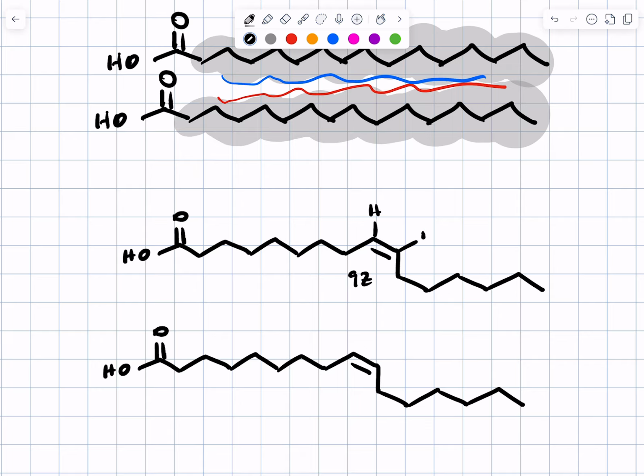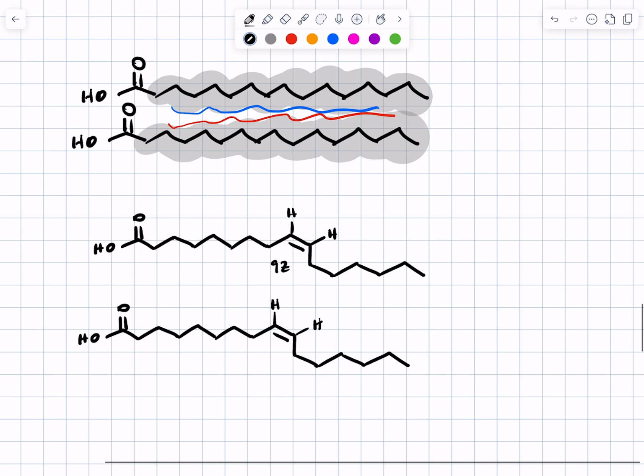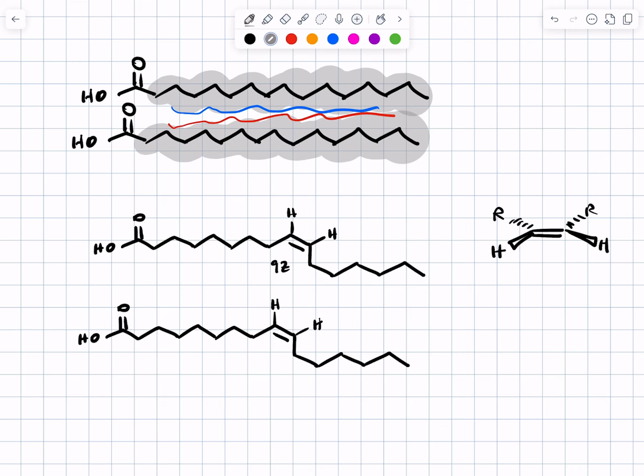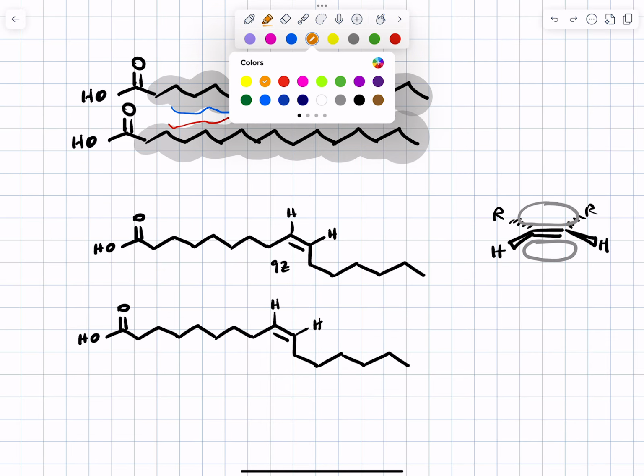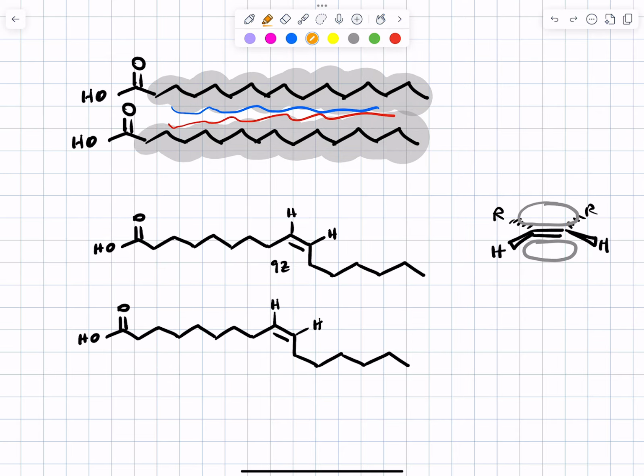fatty acid. And one thing that you may not appreciate about double bonds is that you can't rotate around them. I'm going to zoom in on just one of these double bonds, and we're going to explain why you can't rotate around double bonds. If we're viewing the double bond from the side, you know that the pi bond consists of basically 2 p orbitals overlapping with each other, side by side.